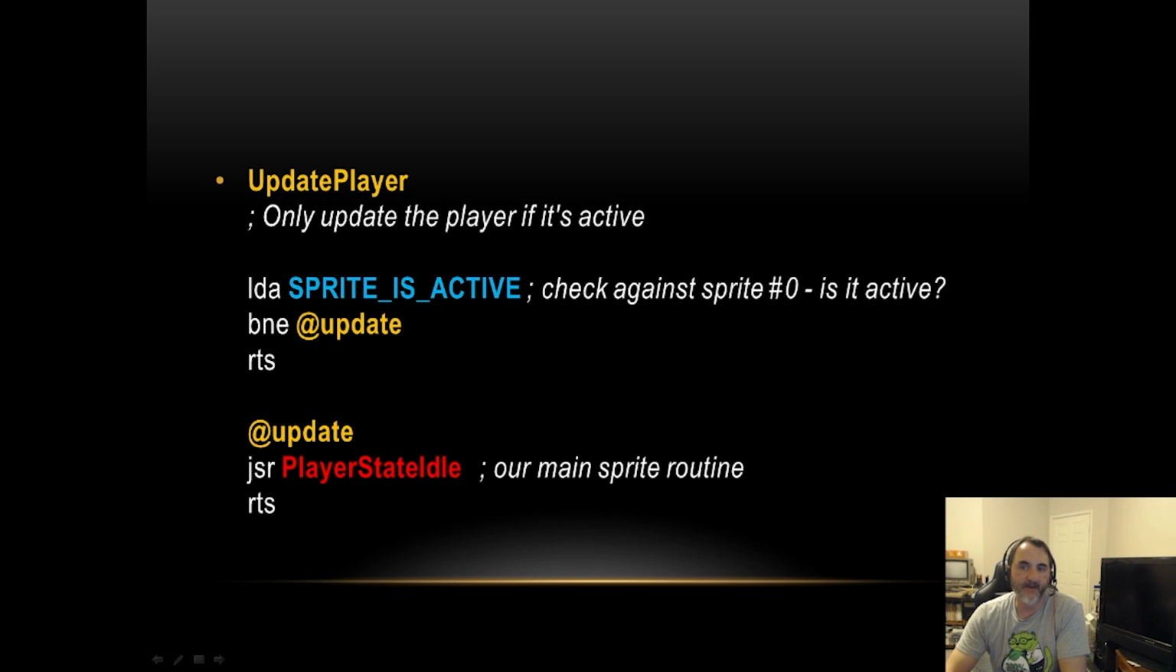And now we're inside of the update player, which is the new one we added. So this is going to keep track of whether we're going to launch from this routine if the sprite is active. If the sprite is still alive, then we're going to execute from here. And you can see if he is alive here, it goes down here to update and it launches our main routine for our sprite, which is player state idle.